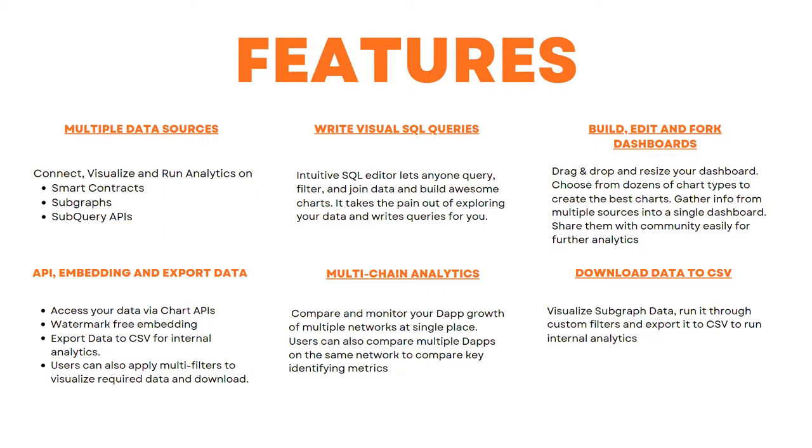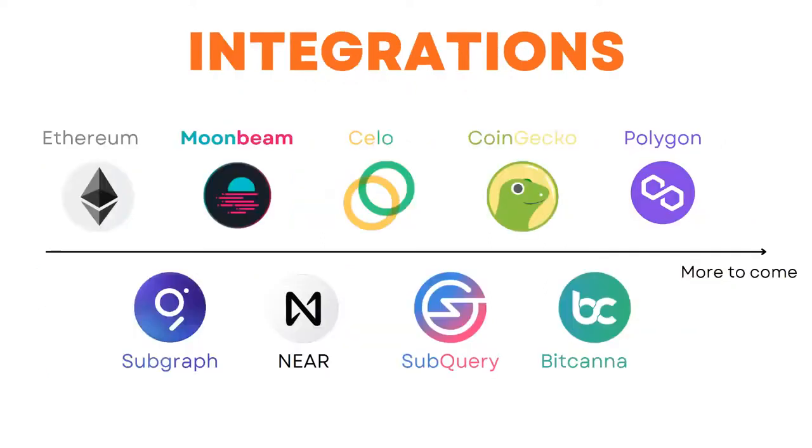And at the same point, if you want to compare how a dApp is doing on multiple chains, let's say if Uniswap exists on Celo, Polygon, Arbitrum, you can check how it's performing on each of those chains, and you can understand where which chain is lacking or which chain is winning.